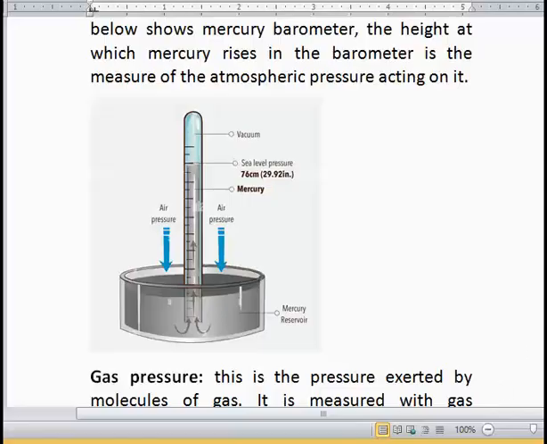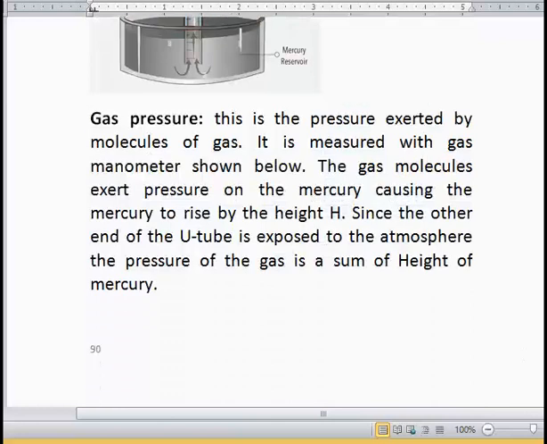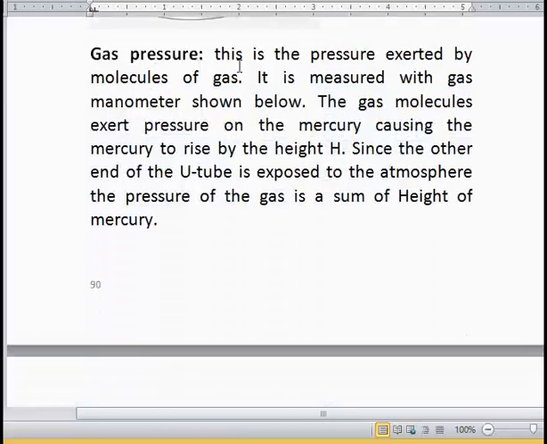All right, now let's talk about gas pressure. Gas pressure is the pressure exerted by molecules of gas. Molecules of gas exert pressure. You can experiment with that when you blow air on your hand. When you blow air, you discover that you feel the pressure. Though you can't see the pressure of gas, you can feel it. When gas molecules collide with the walls of their container and with each other, they exert pressure.